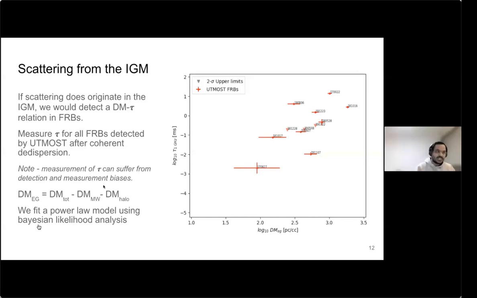So keeping those limitations in mind, we try to fit a power law model to our sample.